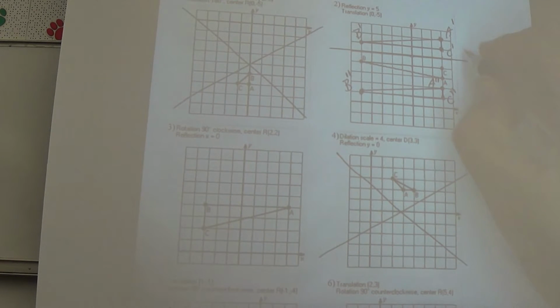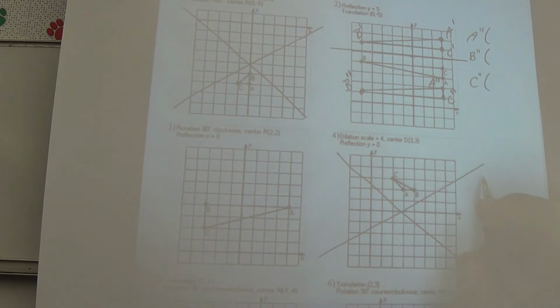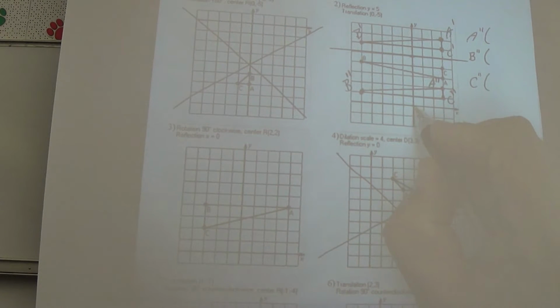All right, so here's what I'm going to want from you besides the picture. I want you to give me the new coordinates for A prime prime, the new coordinates for B prime prime, and the new coordinates for C prime prime. So I'll get your question in just a second. So if you look here, A prime prime would be 2, 2.